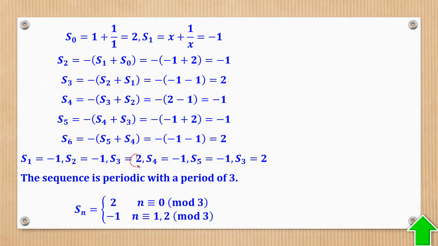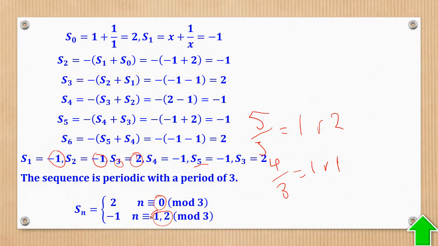So you get 2 when this n is divisible by 3. And you can get negative 1 when the remainder is 1 or the remainder is 2. That's what they mean. For example, 5 divided by 3, I'll get 1, remainder 2. When I say 4 divided by 3, 1, remainder 1. So when the remainder is 1 or 2, the answer should give you negative 1. That's what they are trying to mean.